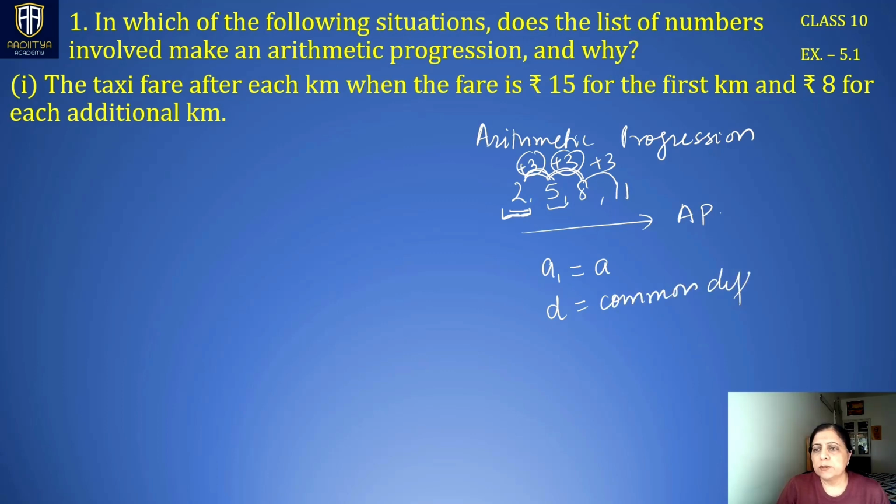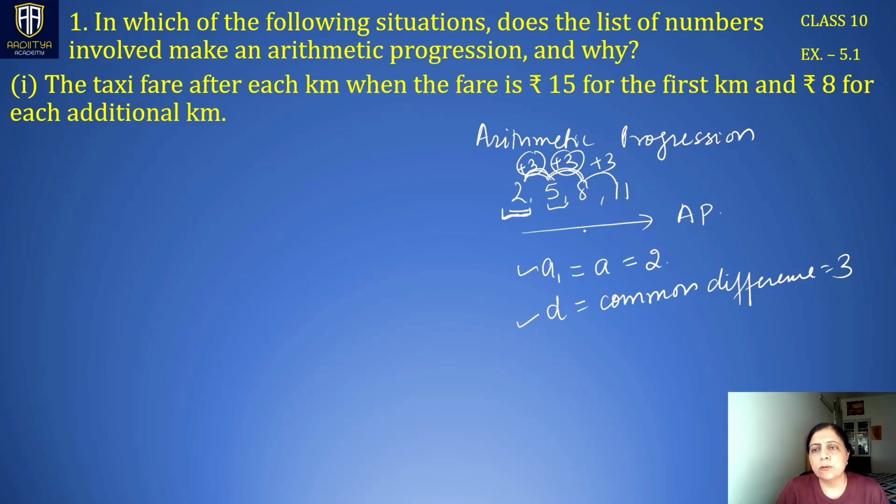D is the common difference, the constant term which we are adding to every existing term. So here it is represented by 3 and the first term here is 2. And if we know these two quantities in an AP, we can find anything which is required in the question. Right? So this is the basic of arithmetic progression.